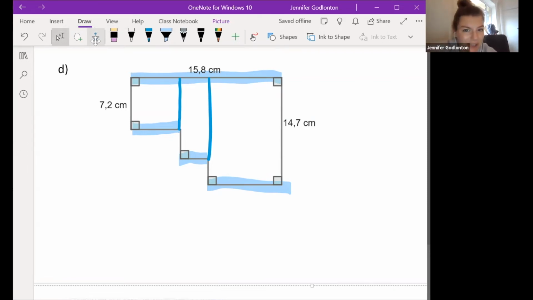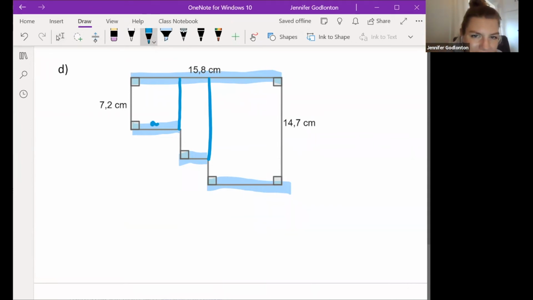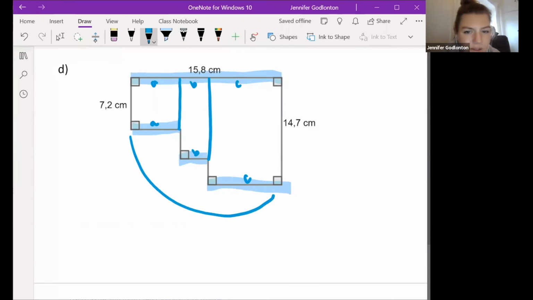Yeah, Tatum, they're equal. Exactly. Imagine that's A, right? That's A, and this is B, and that's B, and this is C, and this is C. A plus B plus C gives me 15.8. That means that those 3 sides joined together are going to give me 15.8.